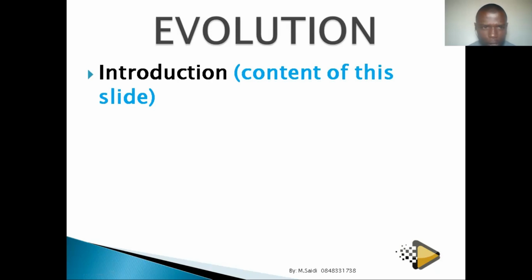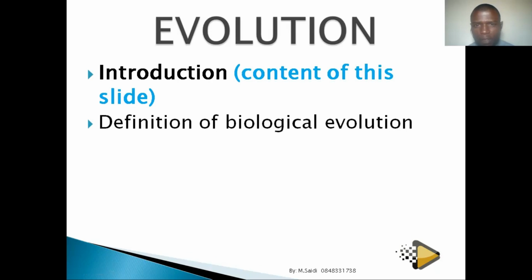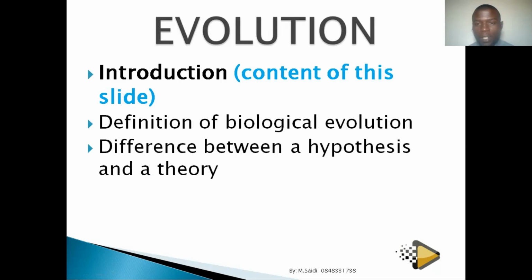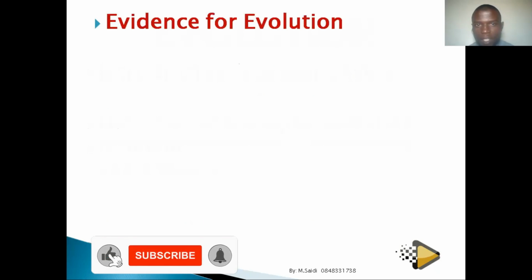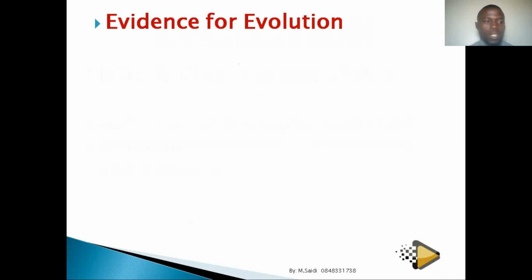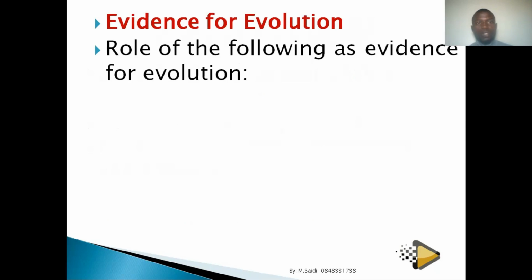In this topic, we are going to look at, number one, the definition of biological evolution. What does it mean? We are going to look at differences between a hypothesis and a theory. You need to have a clear understanding of the difference between a hypothesis and a theory. And then another one, we are going to look at evidences of evolution. So we are going to look at different evidences which support evolution. Then we are going to look at the role of these evidences in supporting the evolutionary trends.